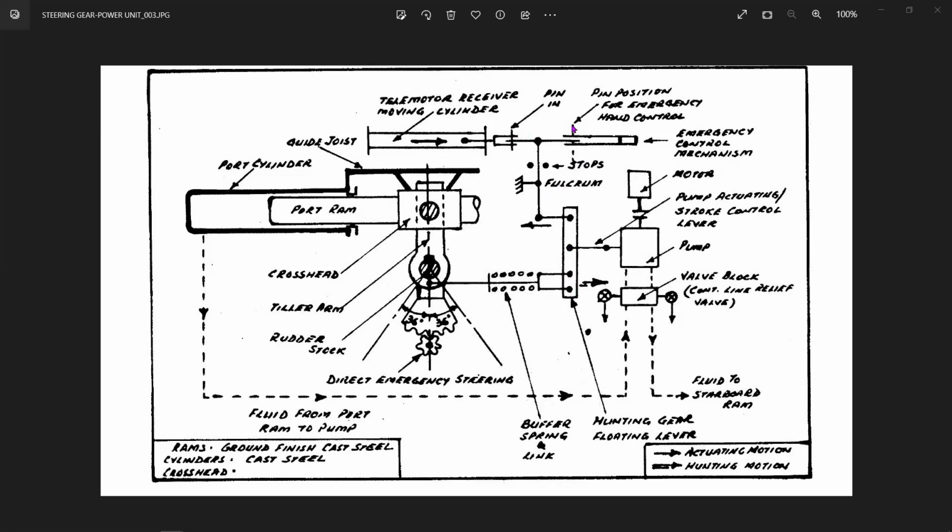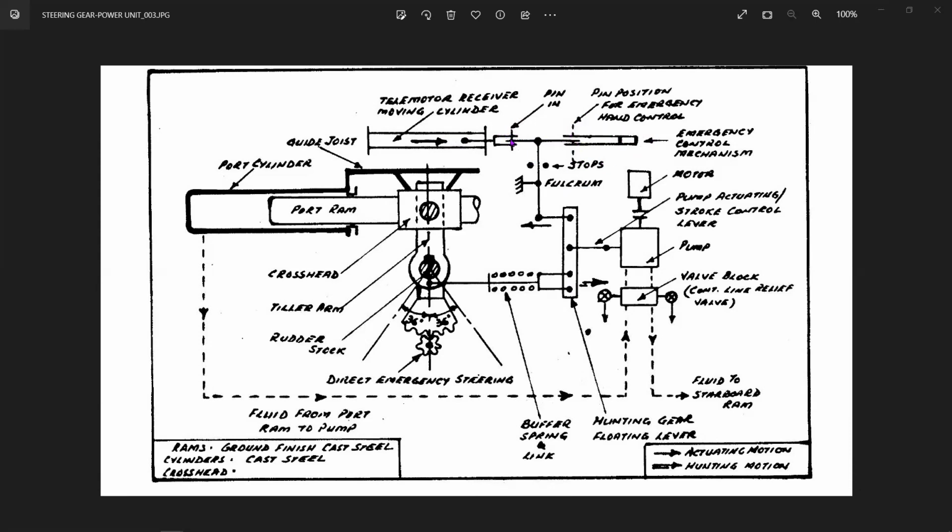And now what you also have here is a hand wheel control position, which we'll see later on when we talk about emergency control. But this emergency control is no longer in control as long as the telemotor is there. It is just moving in and out. So you have to actually remove these pins and connect the pin, dotted here, to the emergency side, and then only your emergency control mechanism, whatever it may be, will come into control. This is there inside the steering gear room itself.